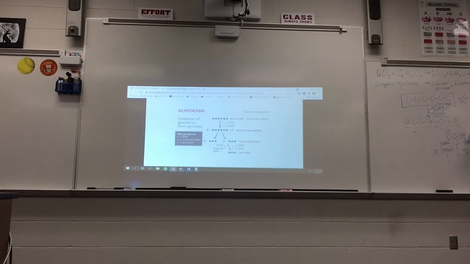When you break this phosphorus off, what are you left with? CCC, 3 carbon chain. Can anybody read what its name is? It is pyruvate. And that is the last thing you need to know here, is that you finish glycolysis with 2 molecules, one on the right, one on the left here, of pyruvate.